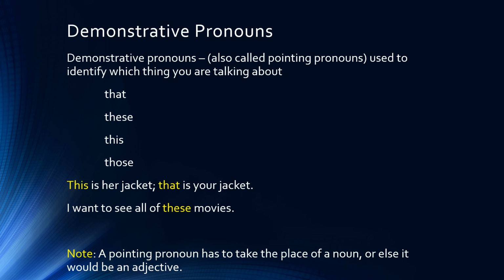But as we have here, these are demonstrative pronouns, demonstrating which thing you're talking about. This is her jacket. You're referring to a specific thing. That is your jacket. So please remember the distinction between the demonstrative pronoun, and also how it can be used in a sentence as an adjective and not a pronoun.